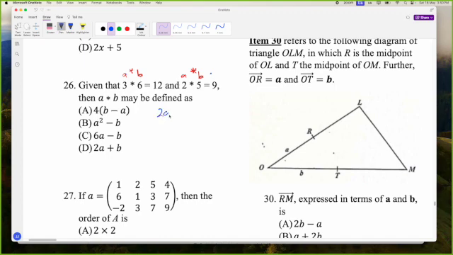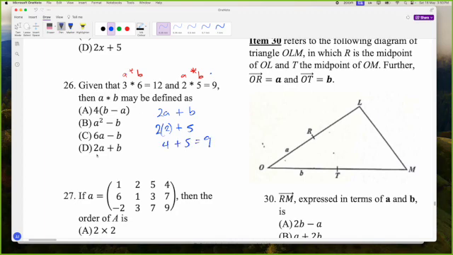So 2A plus B. Let me try the first one. A is 3. So 2 3s are 6 plus B is 6. That does give me 12. So it works for the first one. Let me see if it works for the second one. 2 times A, which is 2, plus B, which is 5. So 2 2s are 4 plus 5 is 9.